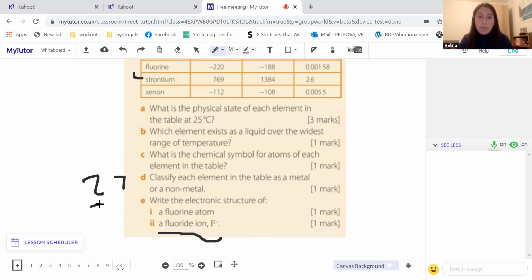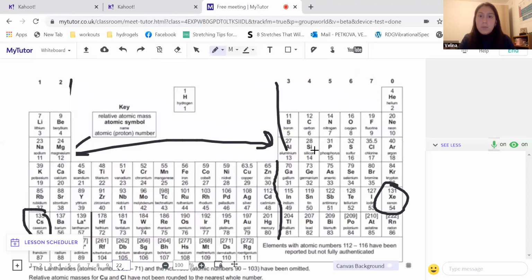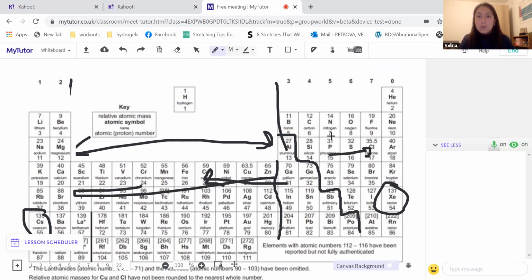2,8, brilliant. And yeah, they will 100% give you a periodic table in the exam. So key thing to remember, where are the non-metals? If you draw on this line, your non-metals are this side, your metals are this side. Okay, so all of these are metals, these are non-metals. So that's how you can tell the difference.